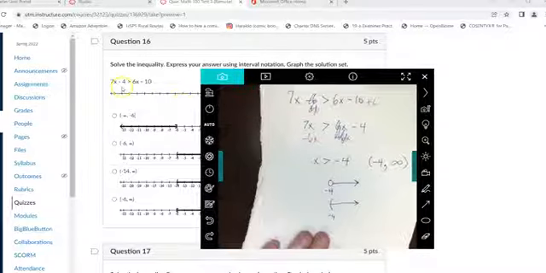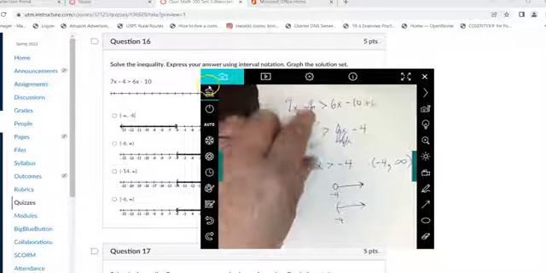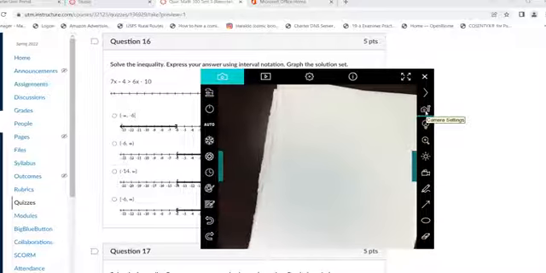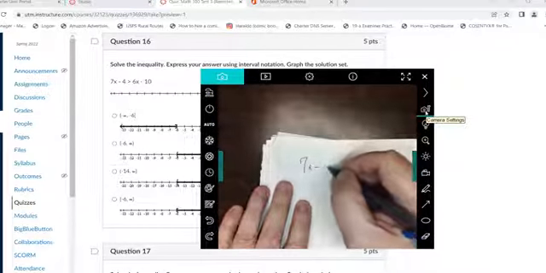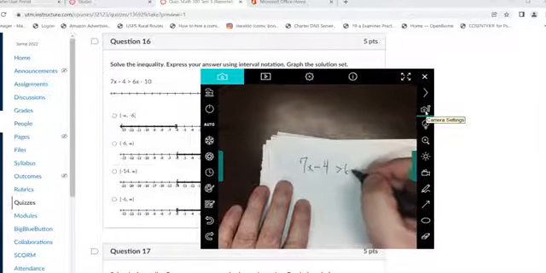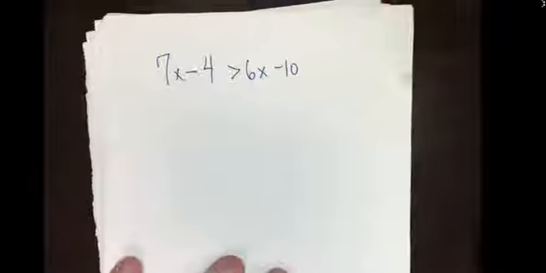Oh, I didn't write that correctly. 7x minus 4. I wrote it with the minus 6. Okay. Let's try that again. 7x minus 4. All right. My bad. Let's try that again.